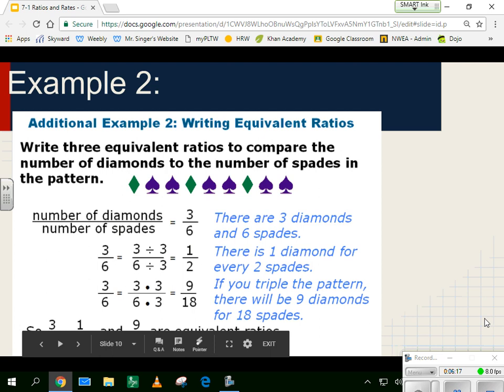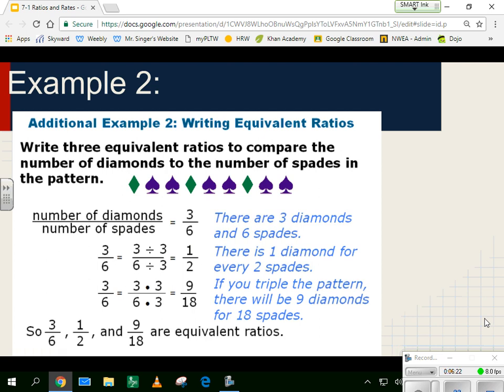All right, so here's an example of writing 3 equivalent ratios to compare the number of diamonds to the number of spades. Since the question looks at diamonds first, that's the first thing we look at. So diamonds is number 1, and then spades is number 2. Our diamonds here are green. So we have 1, 2, 3. That's why we wrote 3 as the first number. And then spades, there's 1, 2, 3, 4, 5, 6. So our ratio is 3 to 6.